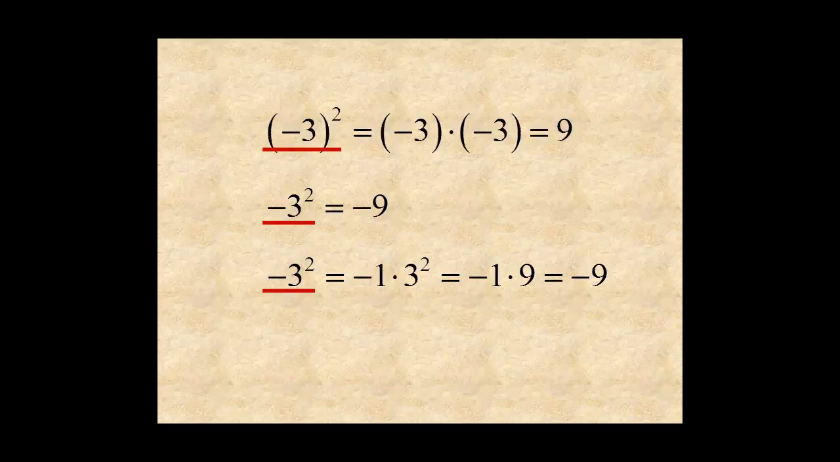So returning to this expression, -3 squared is the opposite or the inverse of 3 squared, which is the opposite or inverse of 9, which is -9. Or -3 squared is -1 times 3 squared, which is -1 times 9, which is -9. It's very important that you understand expressions with exponents and negative signs.